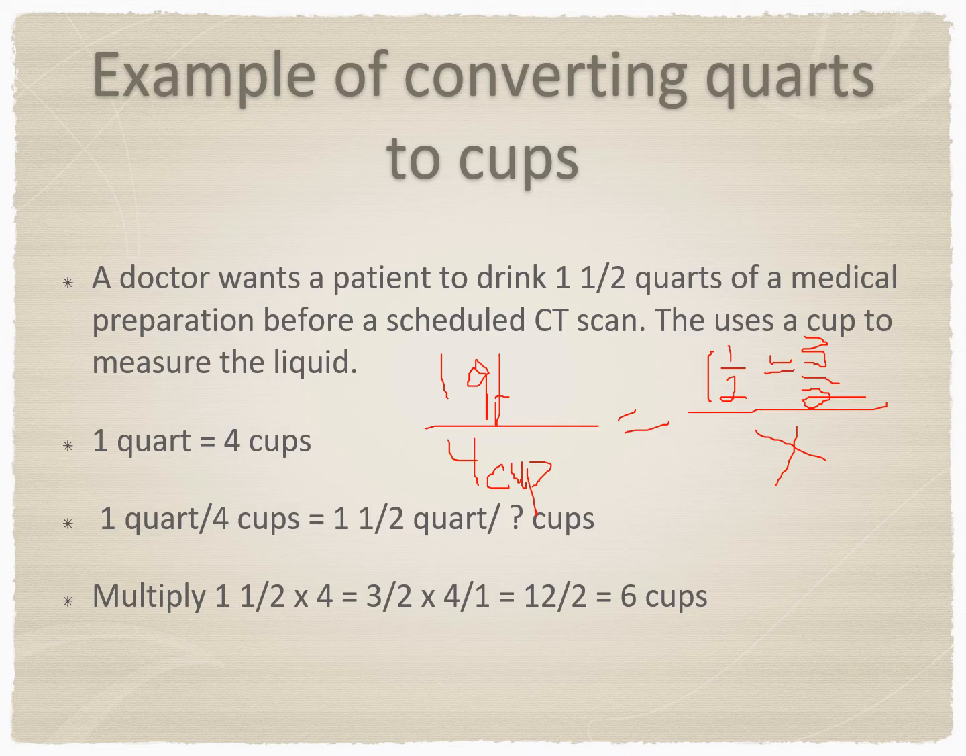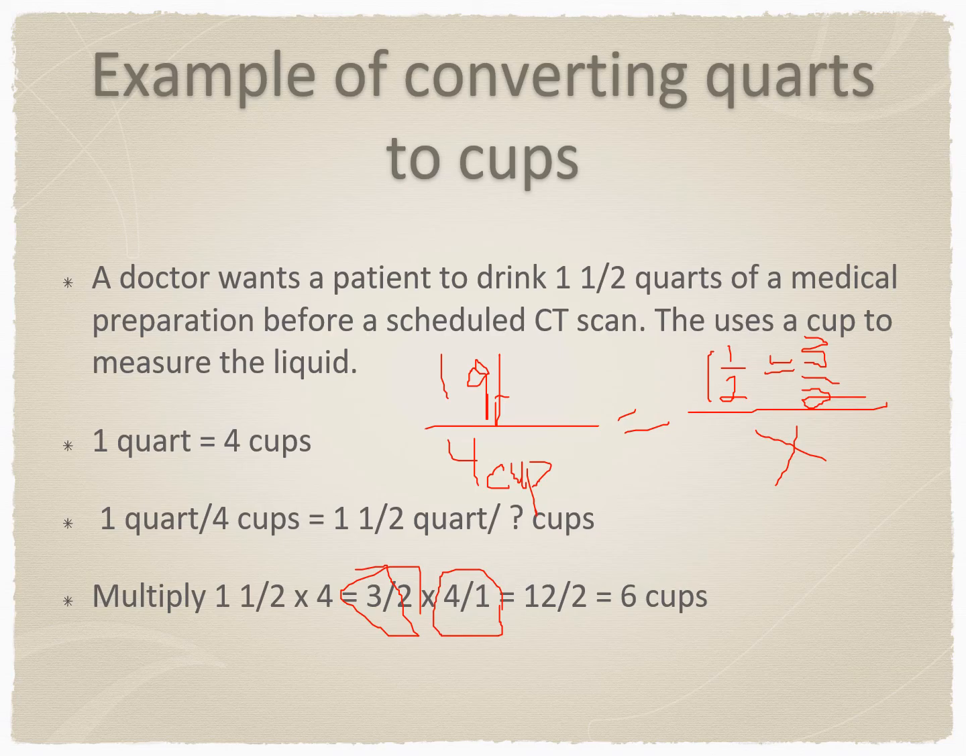So here's the 3 over 2, and then the 4 over 1, because you could just put 4 over 1. So you multiply straight across. You have your 3 times your 4, which equals 12, and then your 2 times your 1 equals 2. So then you end up with 12 over 2, which is 6 cups.